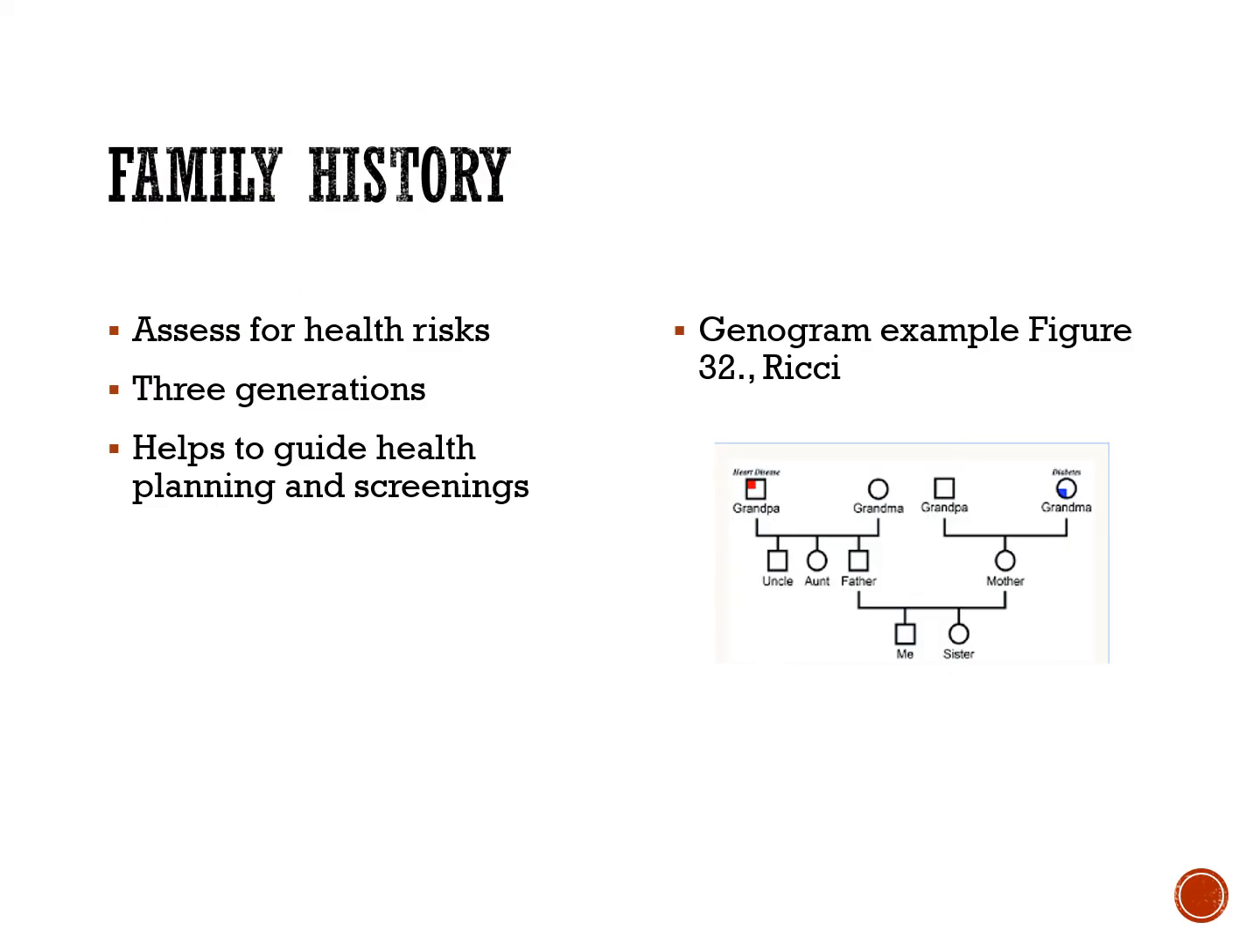A key part of health history is obtaining family history to assess for health risks in the patient. Ideally, 3 generations of health information should be collected. This can help to guide health planning. It can provide information and suggest health screenings, and can help prevent long-term or chronic diseases. One way to express family history is through a genogram. An example is in your Ricci text, figure 32.1.